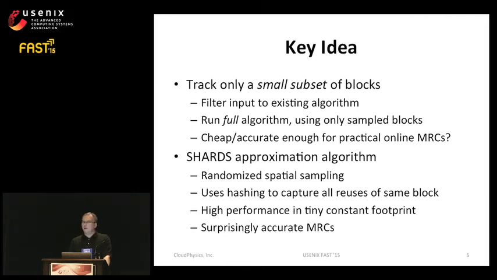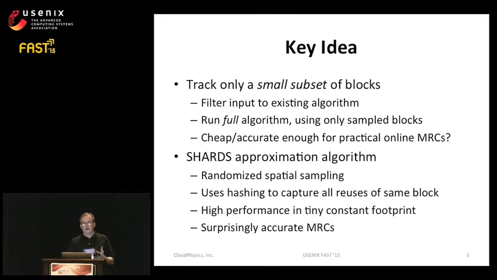SHARDS is an acronym for Spatially Hashed Approximate Reuse Distance Sampling, a bit of a mouthful. The word shard by itself means a small part of a whole, and our use of the term is also weakly related to sharding for database partitioning. SHARDS is an approximation algorithm based on randomized spatial sampling. We use deterministic hashing to ensure that all references to the same block are sampled, a very important property needed to capture reuse distances. As we'll see through the results of quantitative experiments, SHARDS constructs accurate MRCs efficiently in a tiny footprint. It's the first constant space algorithm for MRCs.